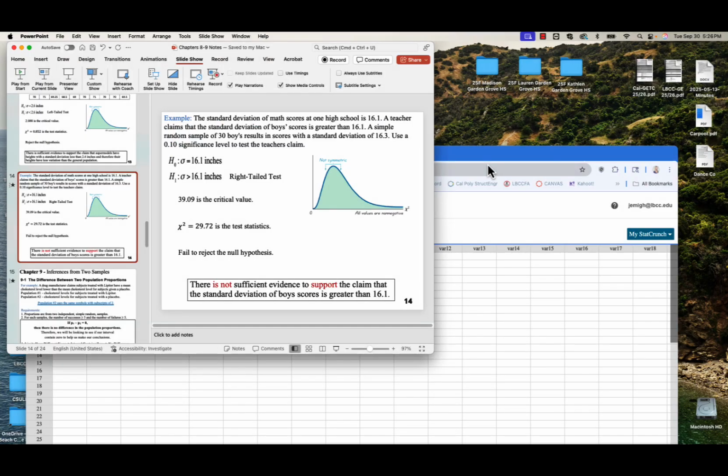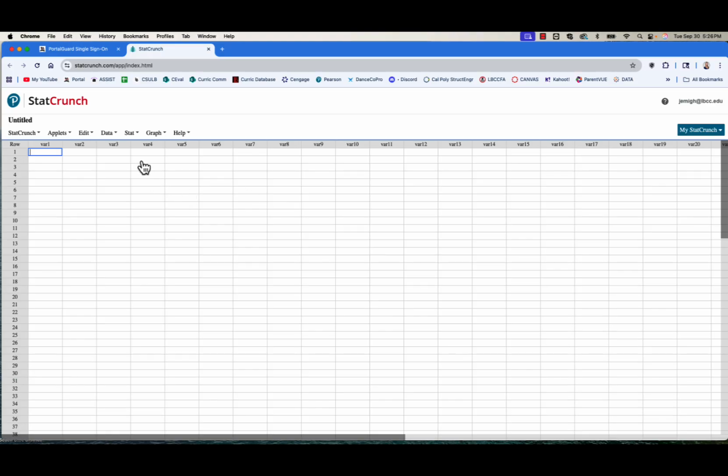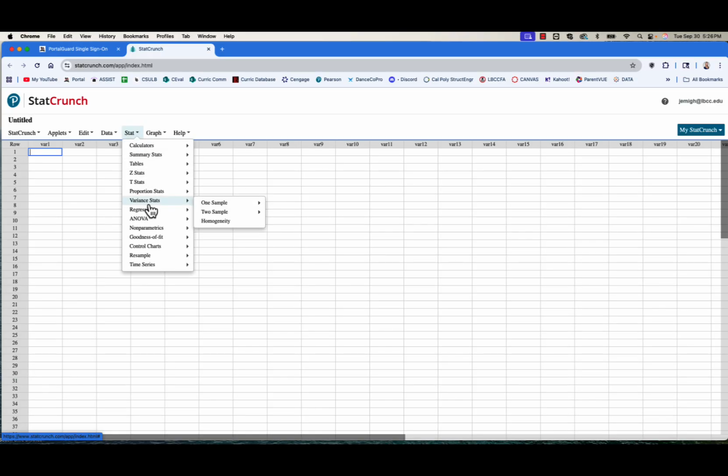All right, let's load this. When selecting our program, notice that we have proportion stats. We've got t-stats and z-stats. You have to select one of those when we are testing a claim about a mean. We've got variance stats, but this particular claim is about a standard deviation. There's no standalone program for standard deviation, but that's okay. We can use this program here, variance stats, one sample based on a summary.